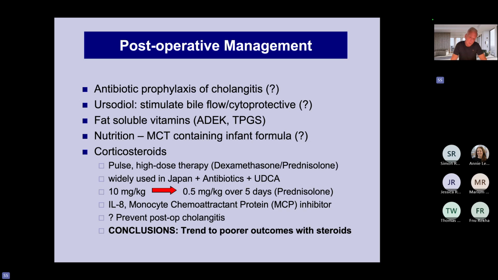The rationale was that it was an IL-8 and monocyte chemoattractant protein inhibitor, so it could prevent the further development of inflammation and fibrosis and would prevent post-op cholangitis. Those patients who received pulse steroids did worse. So we're not using that anymore.